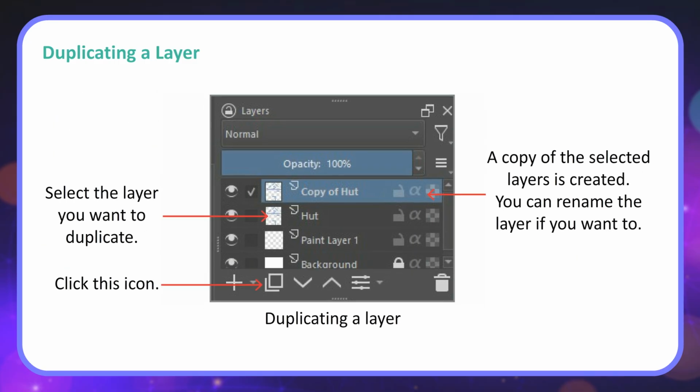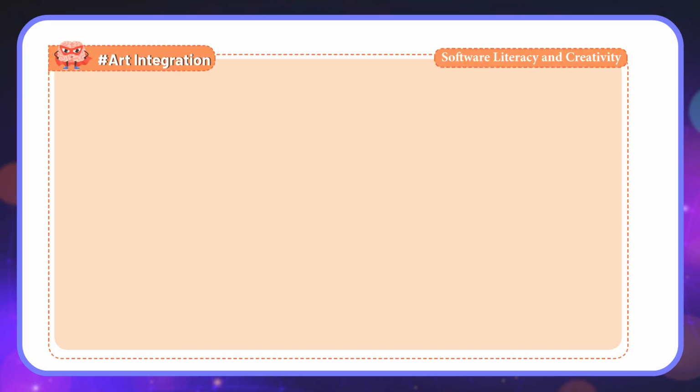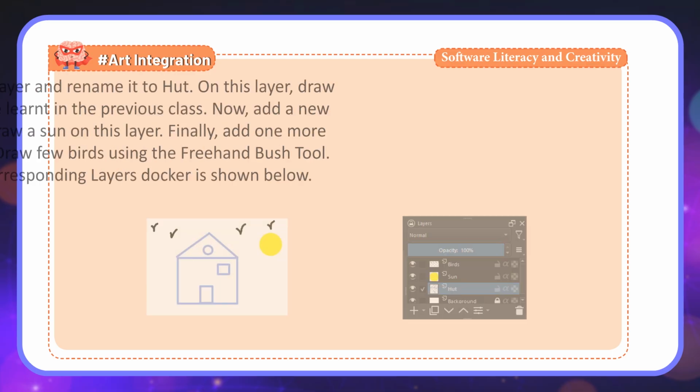Select the layer you want to duplicate. Click this icon. A copy of the selected layer is created. You can rename the layer if you want to. Duplicating a layer. Art integration, software literacy and creativity.